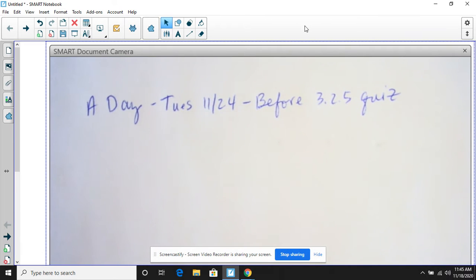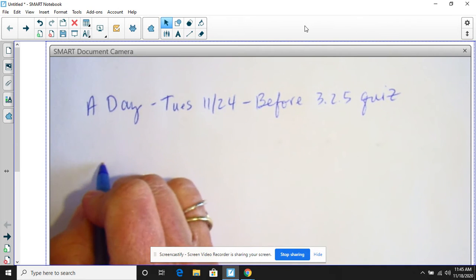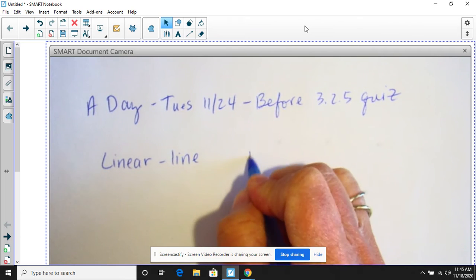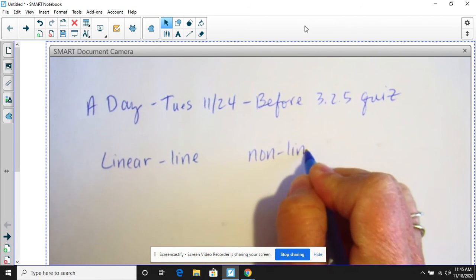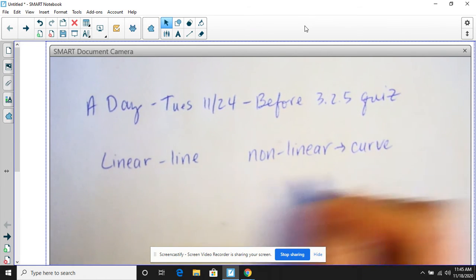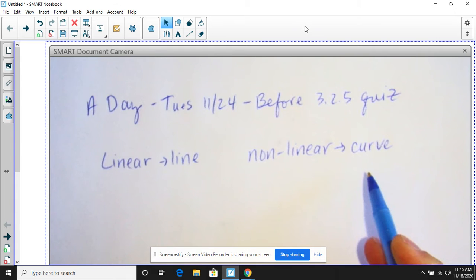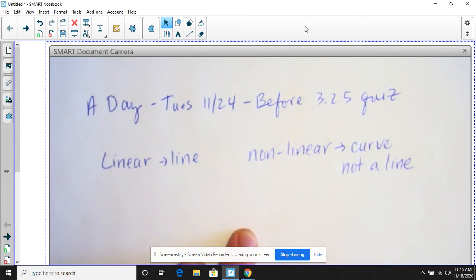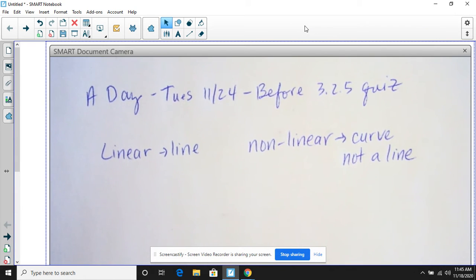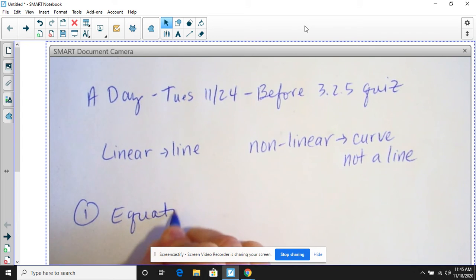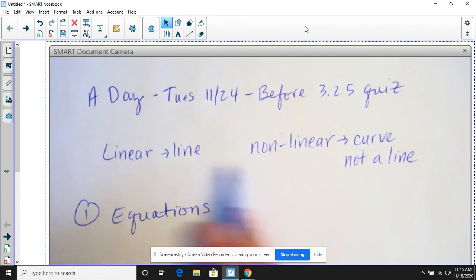Okay, three things. They're going to ask you to look at equations and tell if they're linear or nonlinear. Remember, if something is linear, it makes a line. If it's nonlinear, then it's not a line. It's probably some kind of curve, or some other thing that's just not a line.